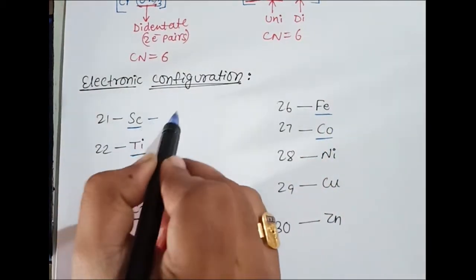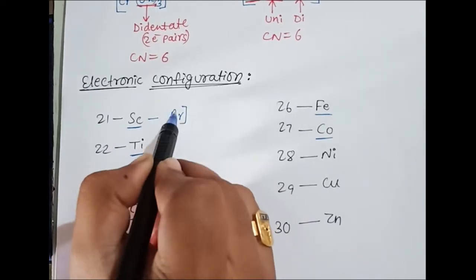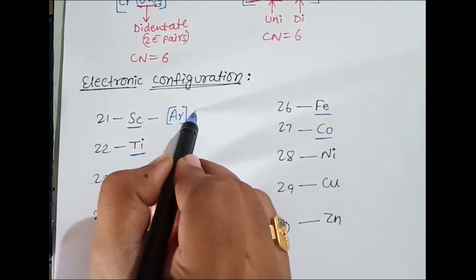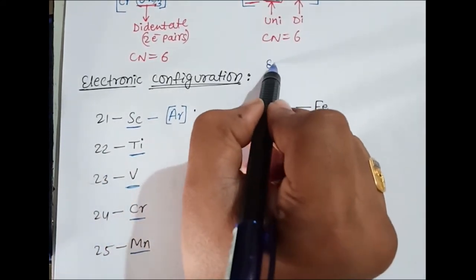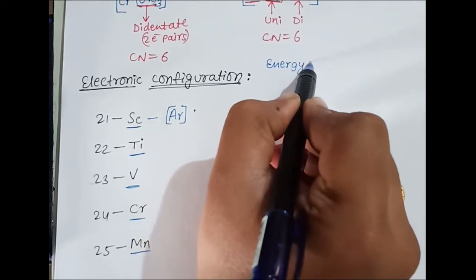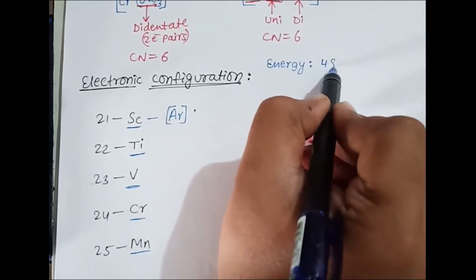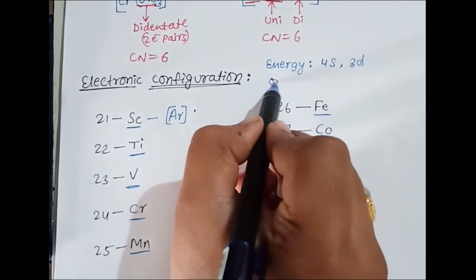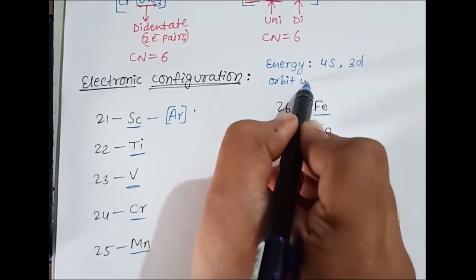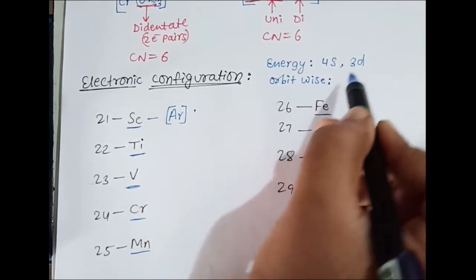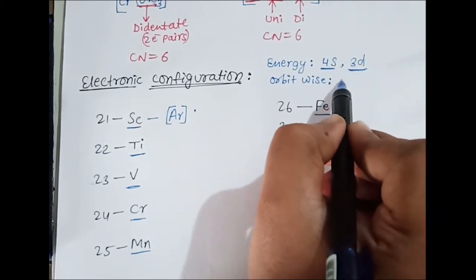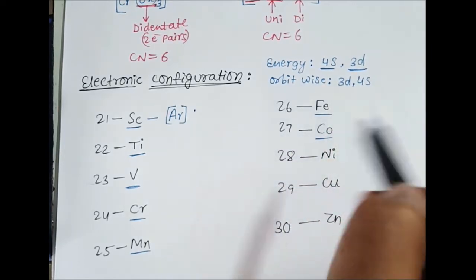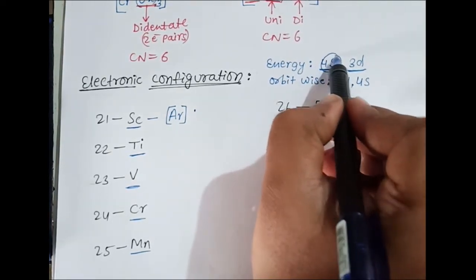Now electronic configuration. Electronic configuration: argon, so 4s will come, then after 3d. As per energy, electrons will first go to 4s, then 3d. But we write orbit wise. Orbit wise means it is the fourth orbit, it is the third orbit. So 3d we will write before, then after we will write 4s. Understand? When you are filling the electrons, first you fill 4s, then 3d.